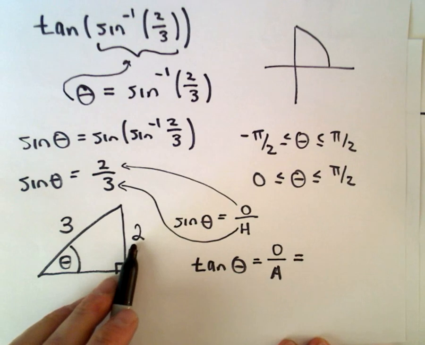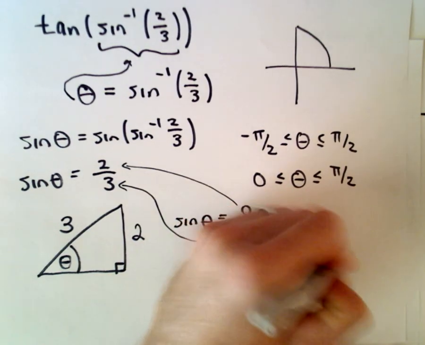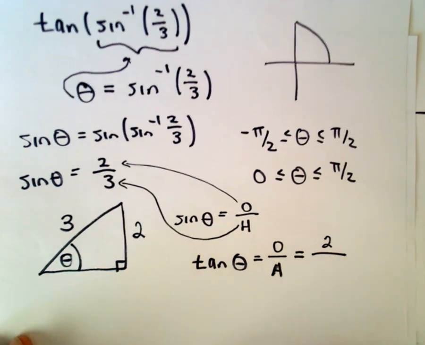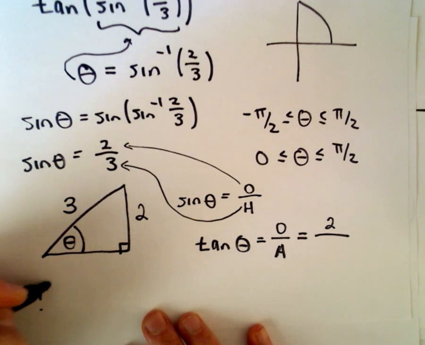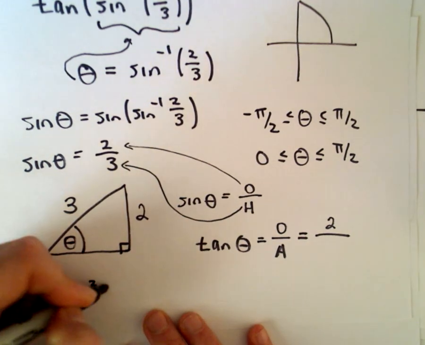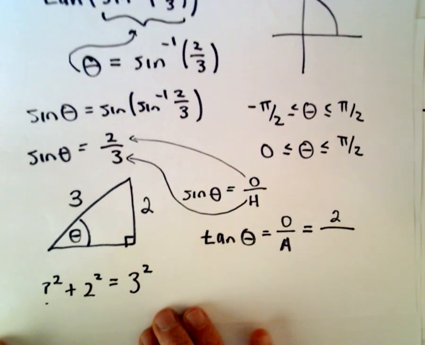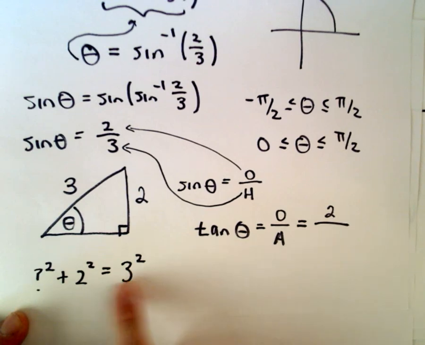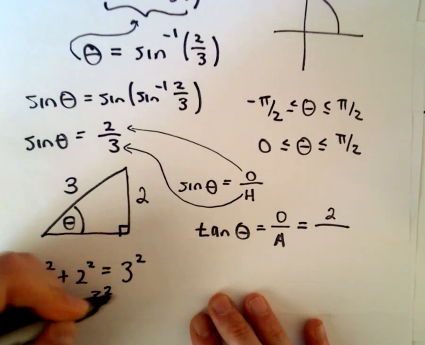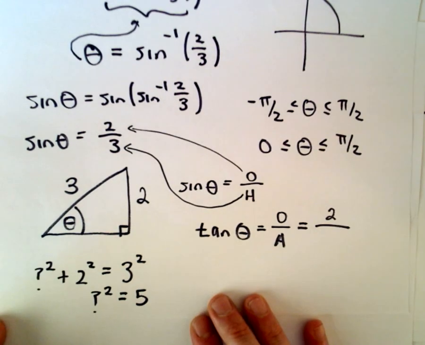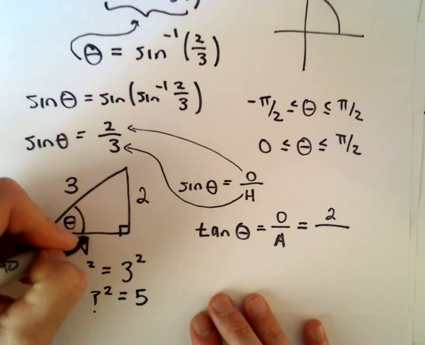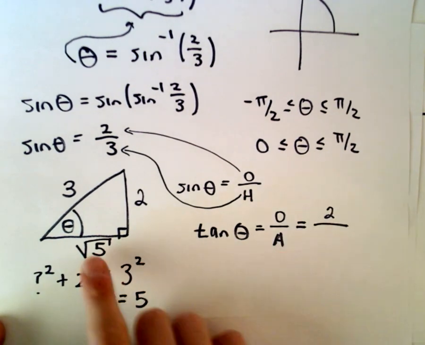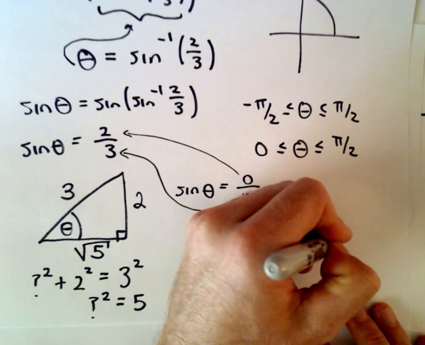Well, I already know the opposite side. I know that that's equal to positive 2. The only value that I'm missing in this case is the adjacent, but we can get that using the Pythagorean theorem. So the missing side squared plus 2 squared is going to equal 3 squared. Well, 2 squared is 4. On the right side, 3 squared is 9. So 9 minus 4 says the missing side squared is 5. And if we take the square root of both sides, we'll be left with simply the square root of 5. So now I know the adjacent side is the square root of 5.